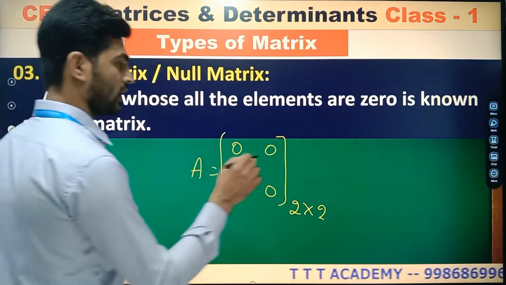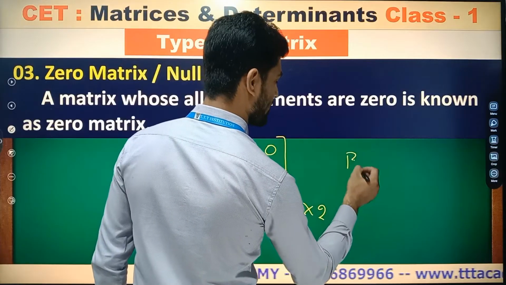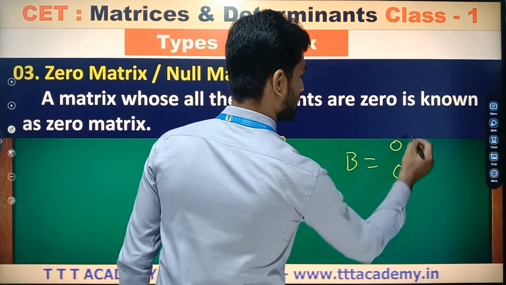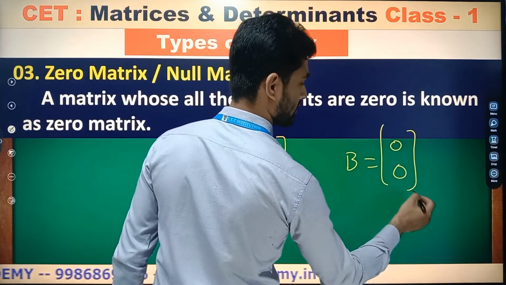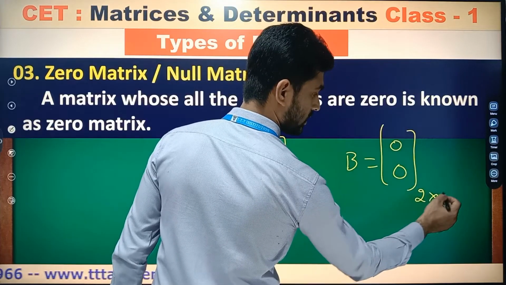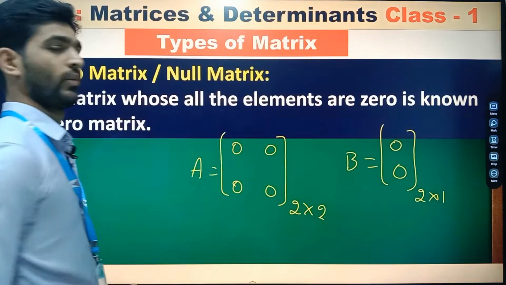So I will take one more example. Suppose B equal to 0 0, even though this is also an example for zero matrix, but the size is 2 cross 1, 2 rows into only one column.